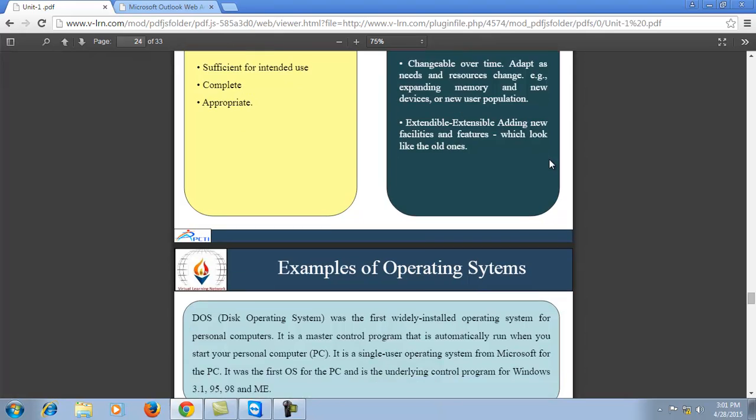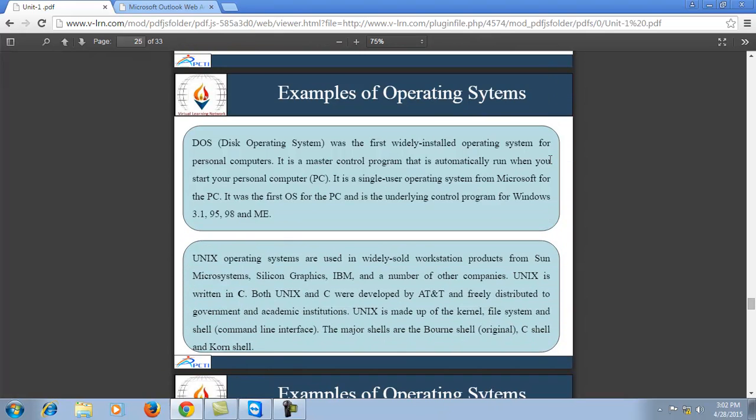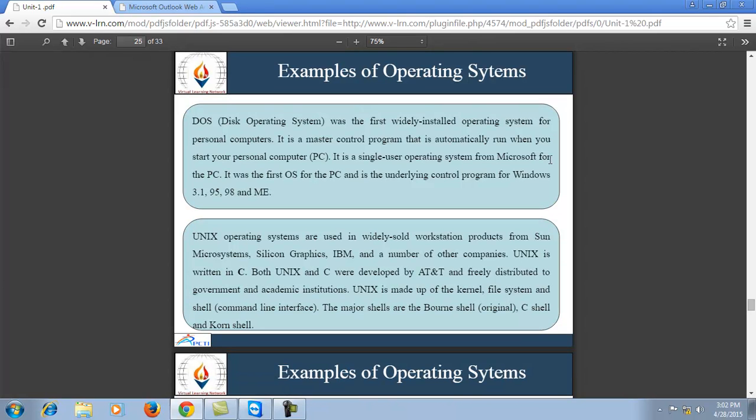Now come to the next, examples of operating systems. These are the examples of operating systems. First, DOS, disk operating system, was the first widely installed operating system for personal computers. It is a master control program that is automatically run when you start your personal computer. When we switch on our computer with the power button, it automatically calls or executes a number of commands and files, or verifies a number of files.